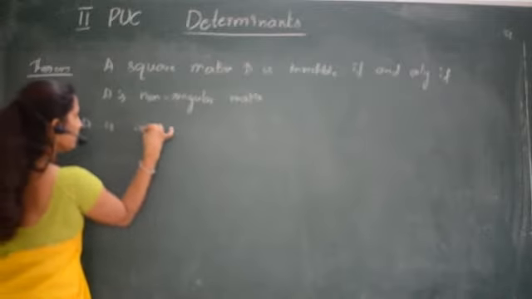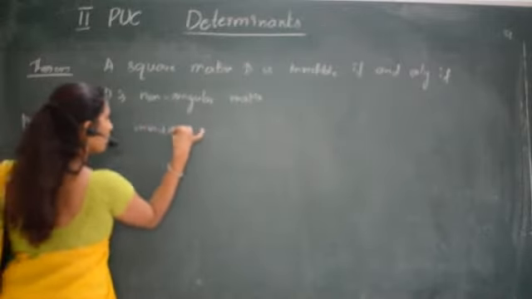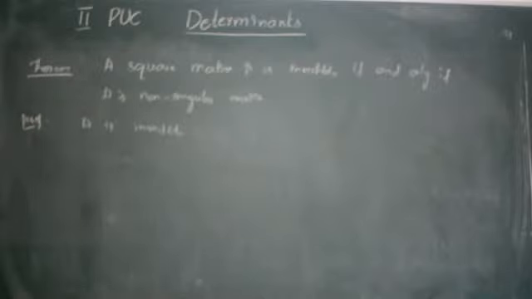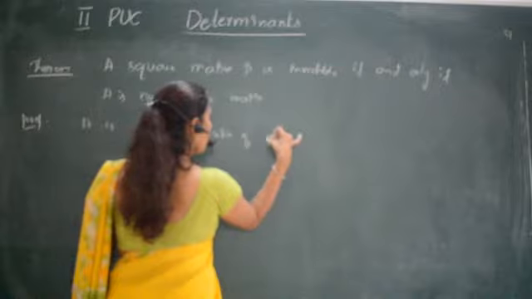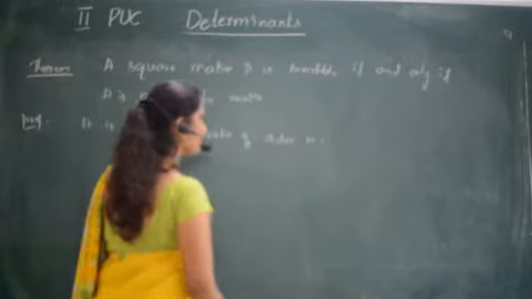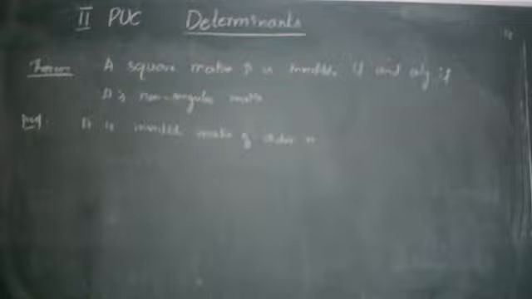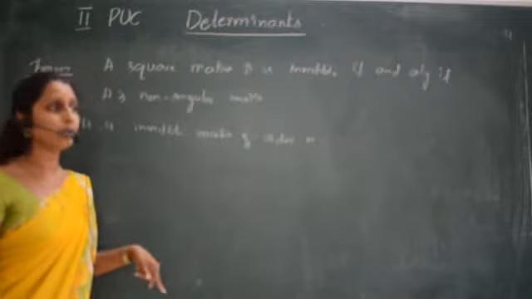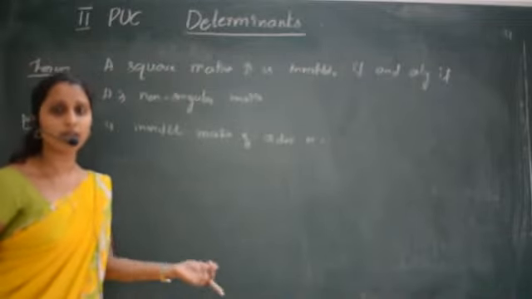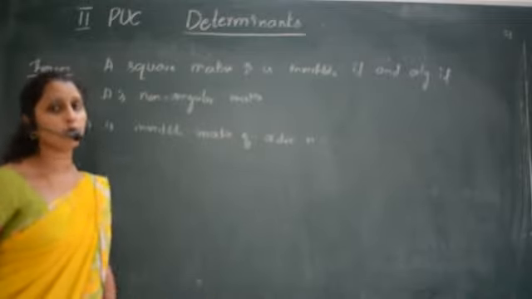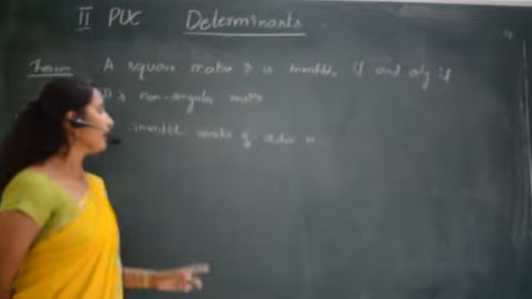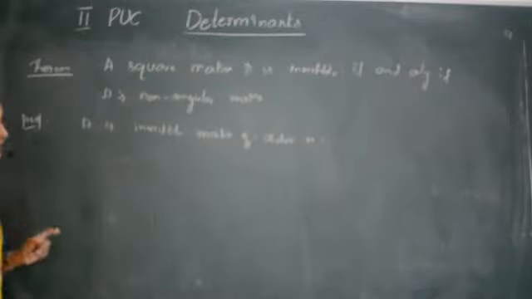A is invertible. Let A be an invertible matrix of order n. Already we know what invertible means: the inverse exists. So there exists one more matrix B such that AB is equal to BA is equal to I.